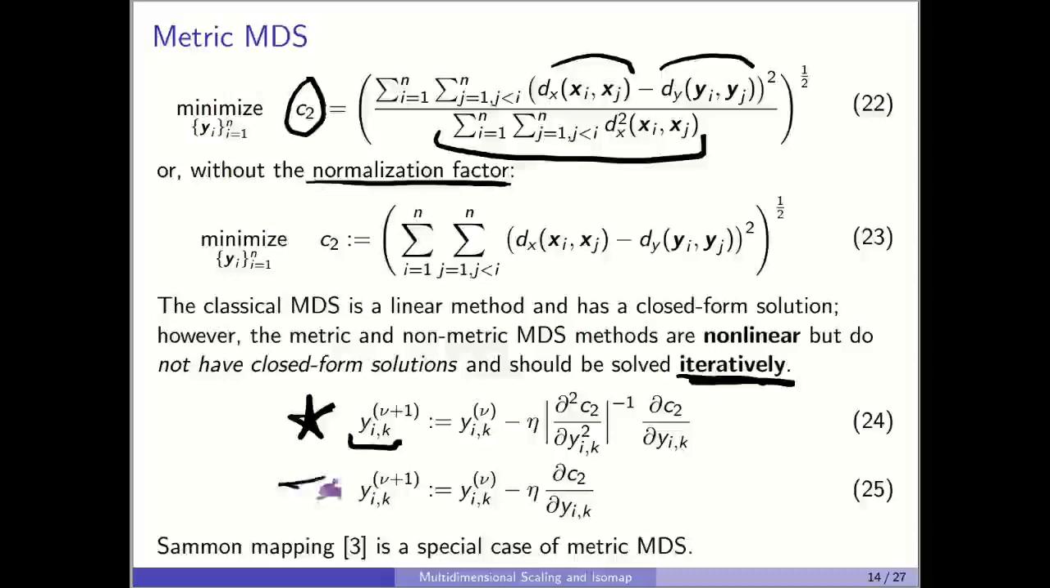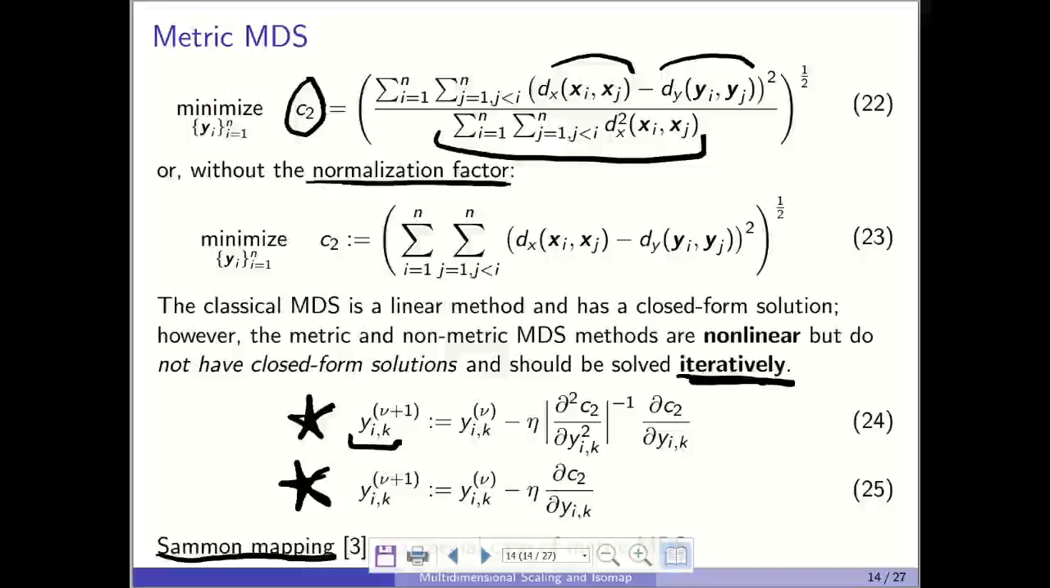It doesn't matter. Sammon mapping is one of the famous subspace learning methods. It is a special case of metric MDS. Its formulation is very similar to equation 22.